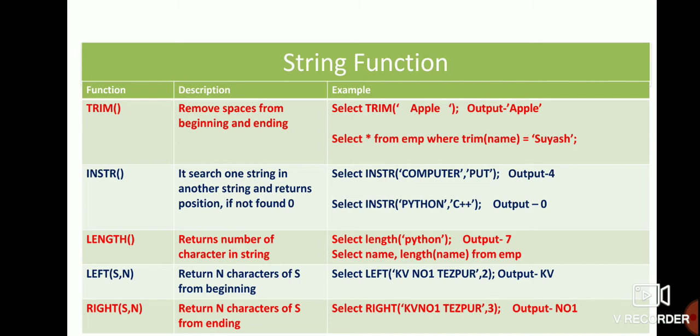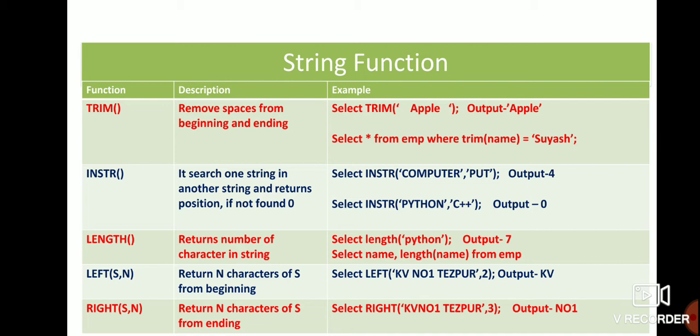Select name comma length name from emp. What will be the output of it? It will give the length of the names which are inserted in the table employee. Next is left s comma n. Here it is written n characters of s from beginning. S is the group of words, and n is what? The number of characters of output we have to generate.